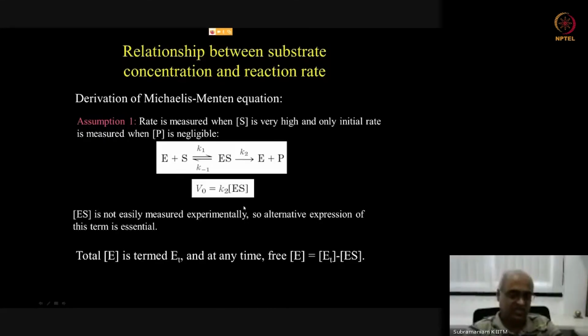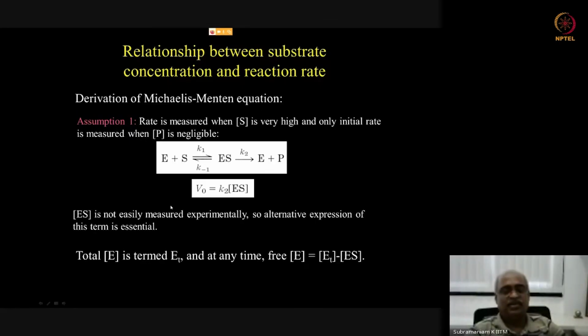And we can't readily measure ES, as I just told you. Due to this, we need to rearrange this, and that is what Michaelis and Menten did. Before going into assumption 2, we are going to remind ourselves of two important facts here. One is we are going to call the total concentration of the enzyme ET. Enzyme can exist as free unbound enzyme or bound enzyme as shown here. So ET will therefore be equal to ES plus E. E is the unbound enzyme.